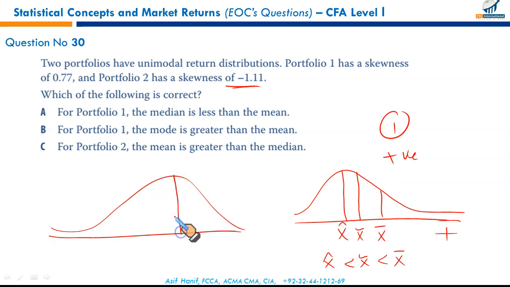In this case, this is your mod at the highest level. This would be your median, the central value, and this would be your mean. In this case, totally opposite. Mod is higher than your median and median is higher than the mean. Now we can conclude we have got these two.